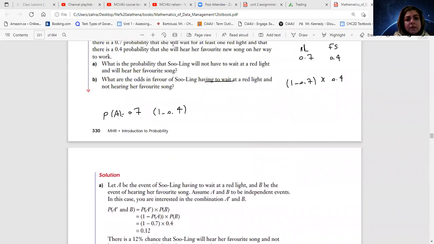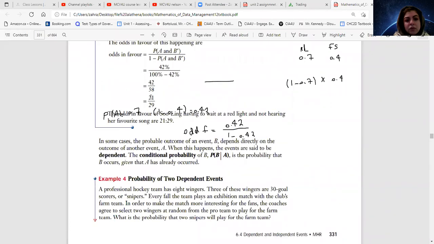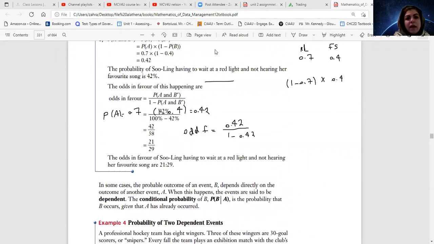So here is 0.42. So the odds in favor is equal to P of A divided by P of A prime, which is 1 minus 0.42. You do that, and this gives you the odds in favor of that event. So it's going to be 21 over 29. That would be the odds in favor of that event.